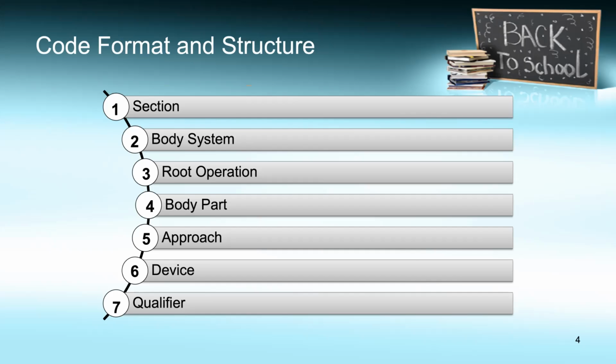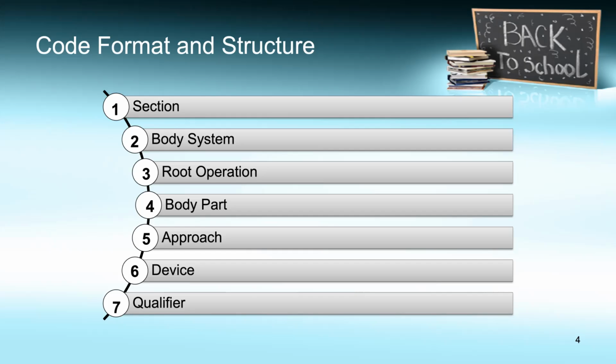With ICD-10-PCS specifically, let's talk about the code format and structure. ICD-10-PCS codes are always a full 7 characters long. And what I'm showing here on this slide is what each one of those characters represents. So the first character is going to be the section. The second character is the body system. The third character is the root operation. The fourth character is the body part. The fifth character is the operative approach. The sixth character is the device, and the seventh character is the qualifier. You must always have a full 7 characters, no more, no less.